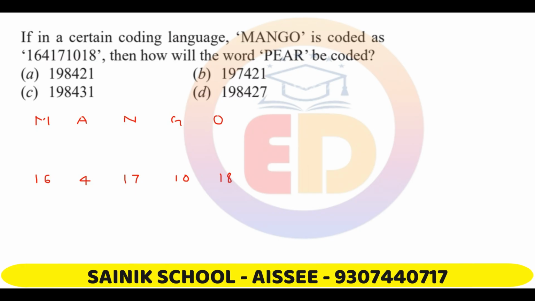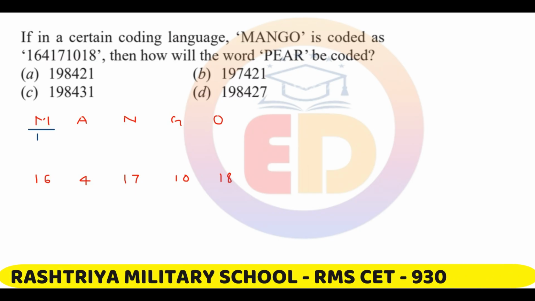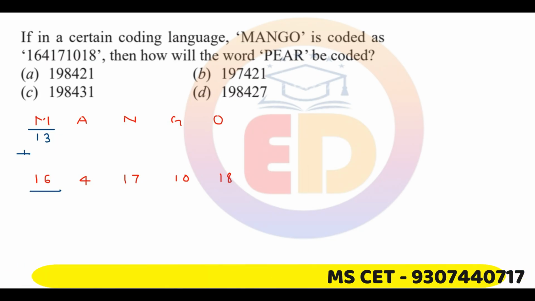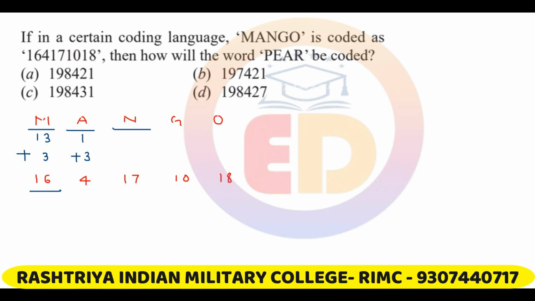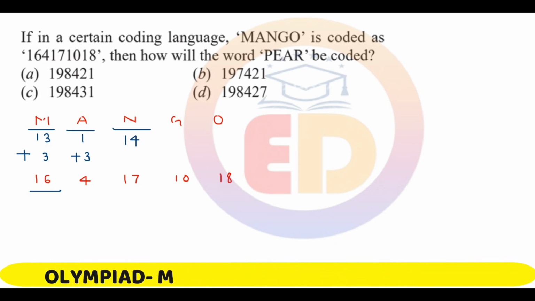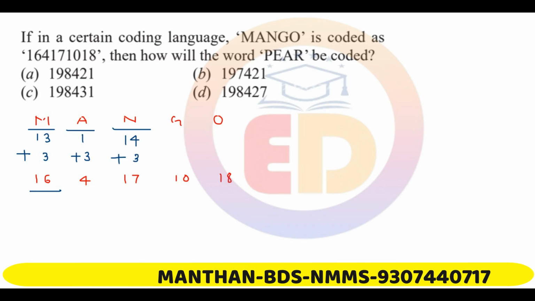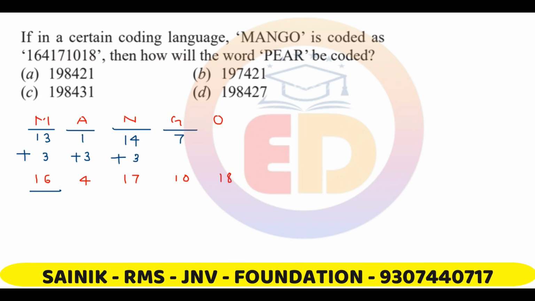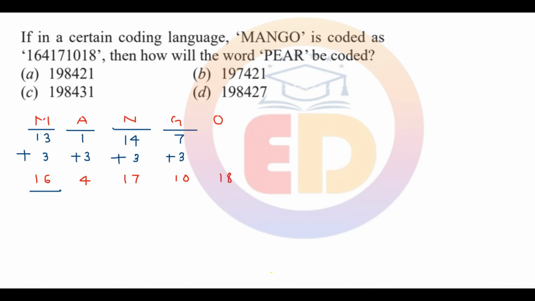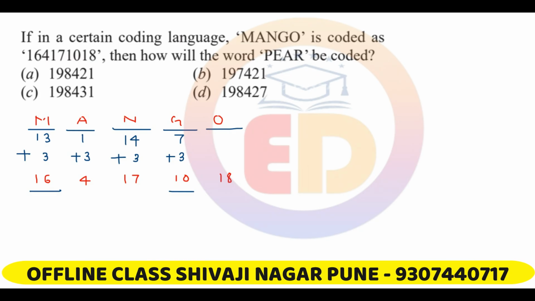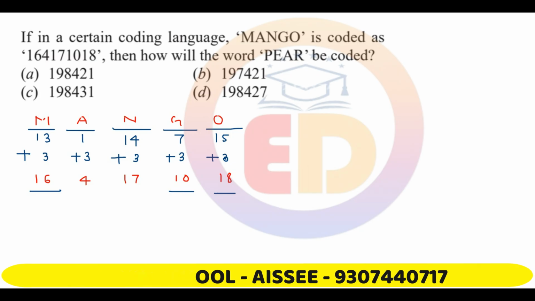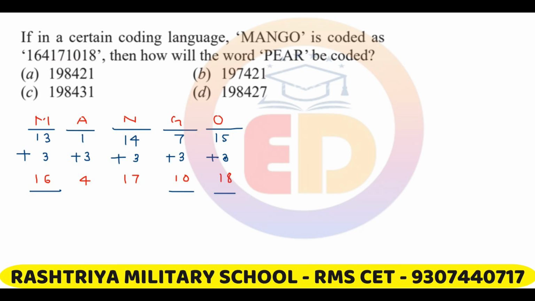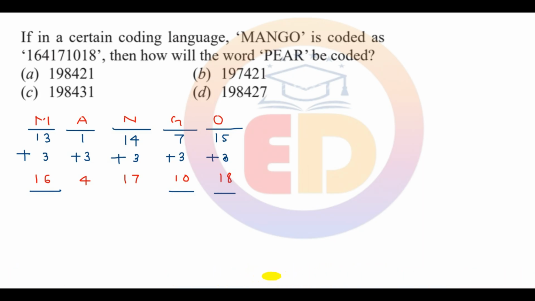Actually, the actual value of M is 13, but they have taken here 16, means they have added 3. 13 plus 3 will give 16. Actual numbering of A is 1, but they have taken 4, means they have added 3 to it. N is 14. They have added 3 and given it a code of 17. G is numbered 7. They have added 3 to G and they have taken its code as 10. O is numbered 15. They have added 3 and they have taken the code as 18. So we see that actual numbers have been increased by 3 and then given the respective code.